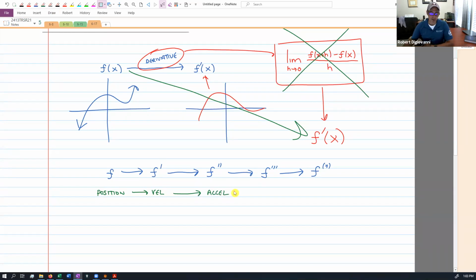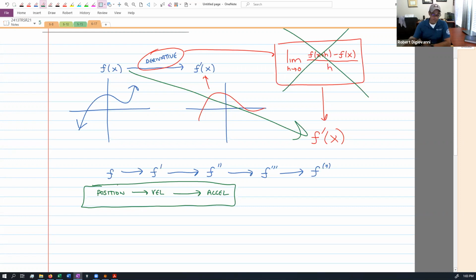Now, we didn't talk about what happens if you take the derivative of acceleration, but in our physical world, these are the only three that really matter, that we deal with the most: position, velocity, acceleration. So even though you could continue taking derivatives, they start to lose physical meaning that we can benefit from. So the first two derivatives, velocity and acceleration, are important.